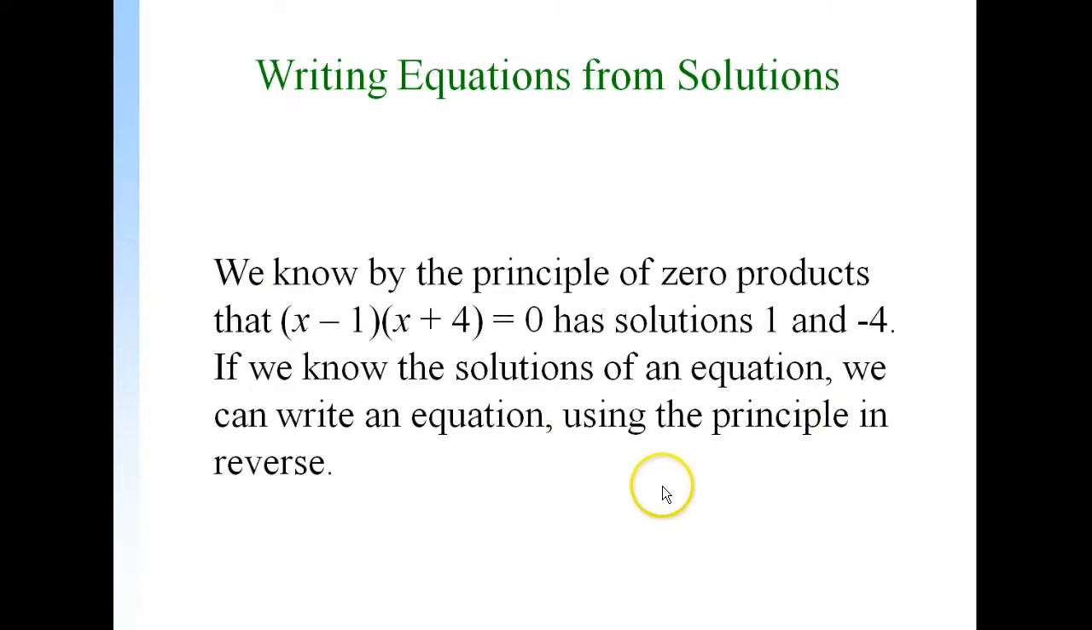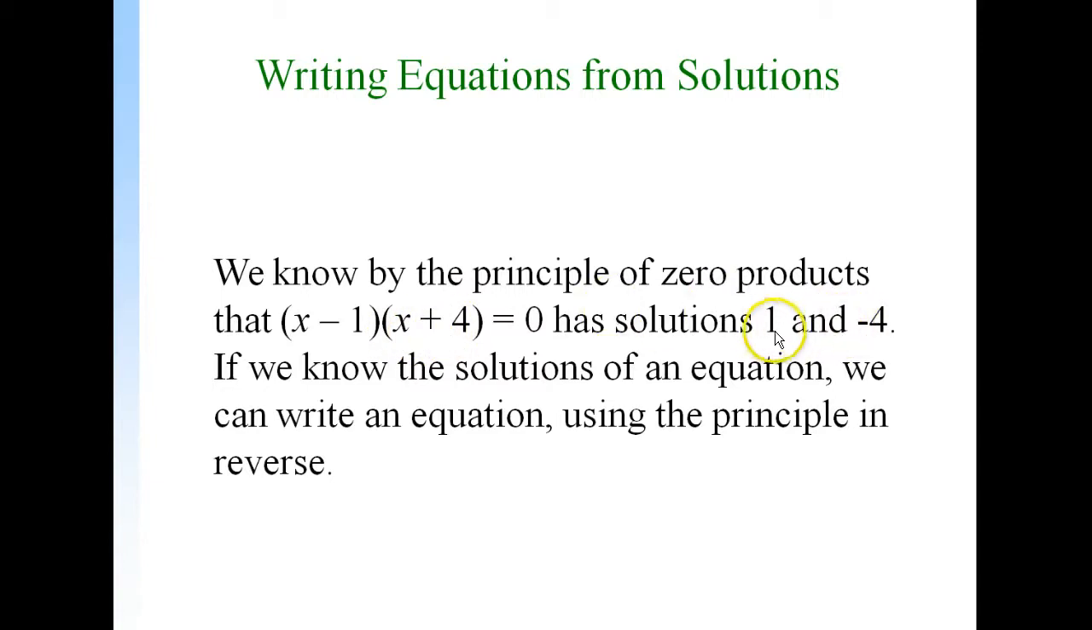All right, writing equations from solutions. Now, this is working backwards. Here, we know the zero product principle states that if you have this factor and this factor, and they equal 0, then this equals 0, x is going to equal a positive 1. And here, this equals 0, x will equal a negative 4.